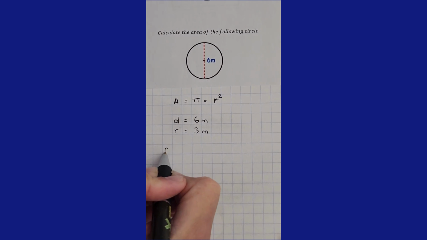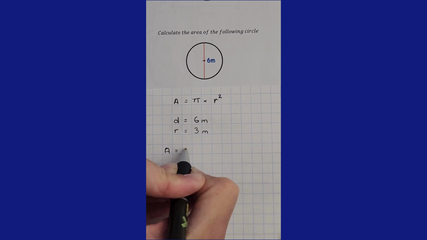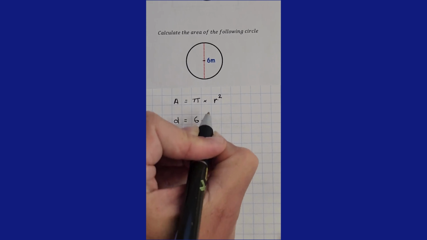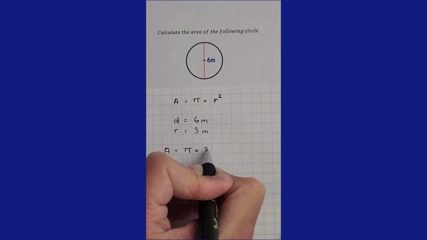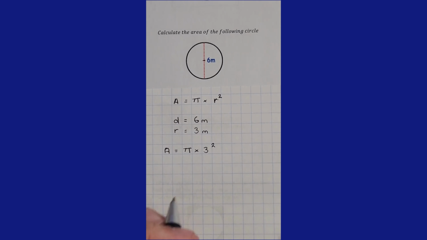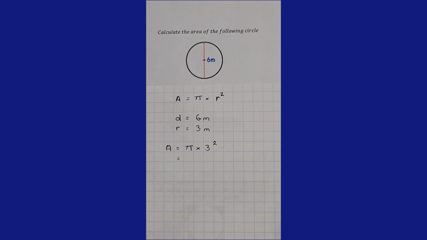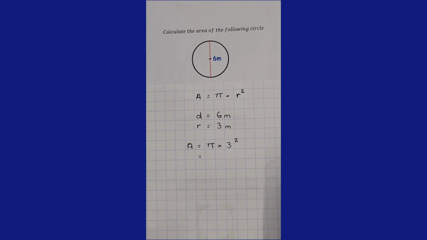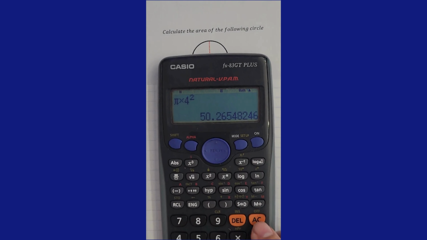So I'm going to now pop the area formula in, which is pi times my radius squared. Well, we know the radius is 3. So that's the calculation I'm going to do in my calculator. And then I'm going to go to 2 decimal places, so very similar to before.